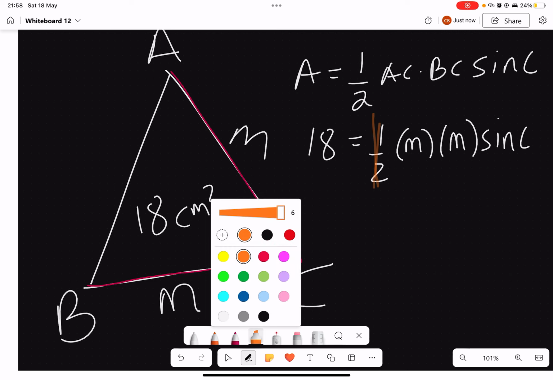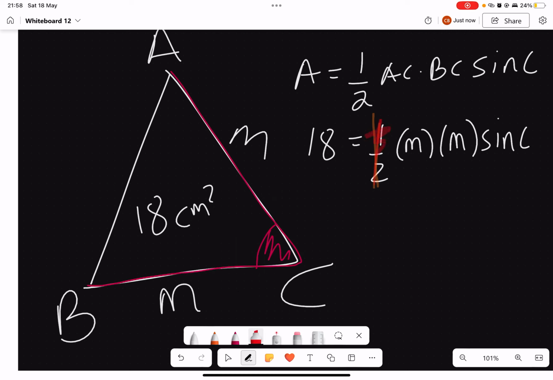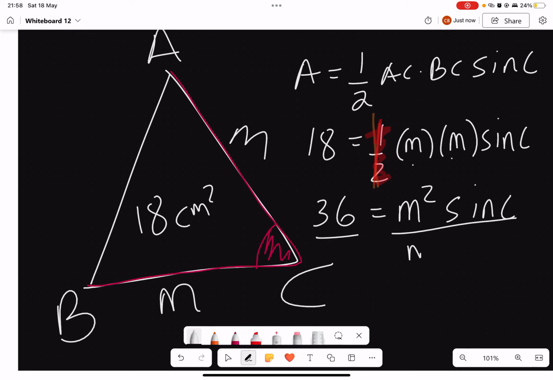Let's make it right. So we're dividing this 18 by half, right? So 18 divided by half gives you 36. Then on this side we're left with m squared, because m times m is m squared, and then sine C. Then you divide both sides by m squared so that sine C can be by itself. So you can see that sine C is 36 over m squared.